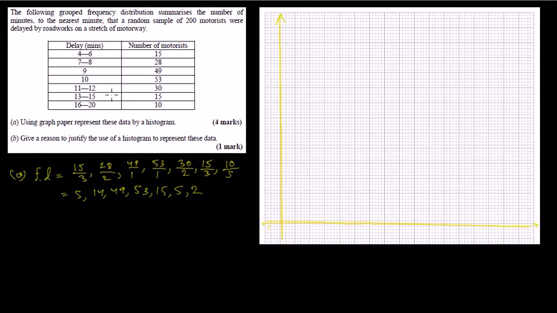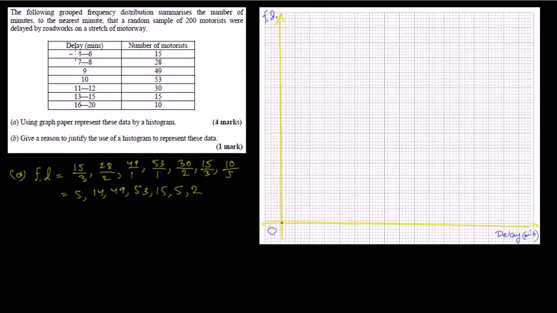We have to label the histogram. Since the data here is delay time, we have to write here delay. Let me use something darker. Delay, so delay time in minutes. This is the x-axis, and the x-axis will also be the data. So the data is delay time, and the y-axis is always frequency density, FD. This is the y-axis. This is the origin.